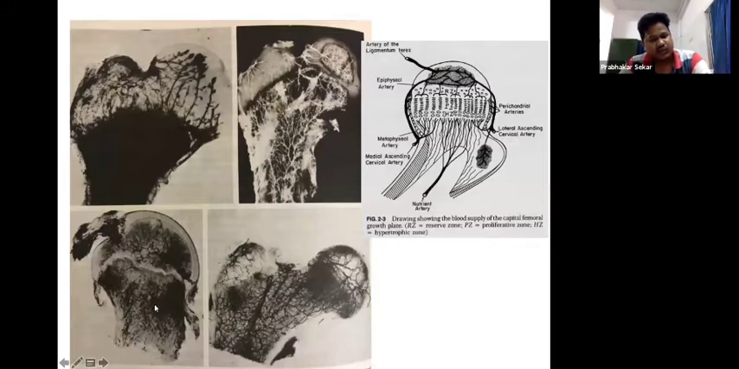Then from 4 years to 7 years, what happens? Still the epiphyseal plate, that is the third picture on the left. Still the epiphyseal plate is present, and here the metaphyseal vessels are present but don't cross, and the lateral epiphyseal vessels mainly supply the area of the femoral head. That's why 4 to 8 years is the crucial time.